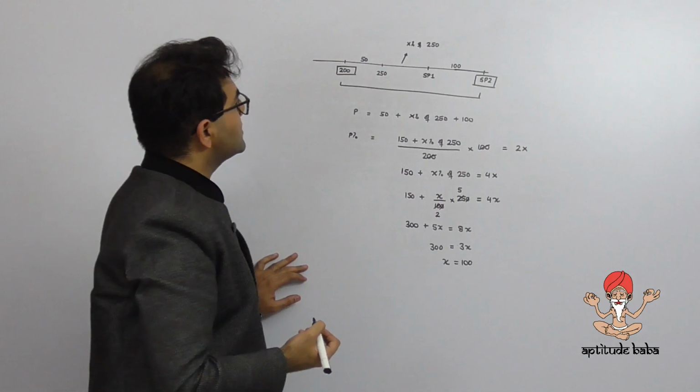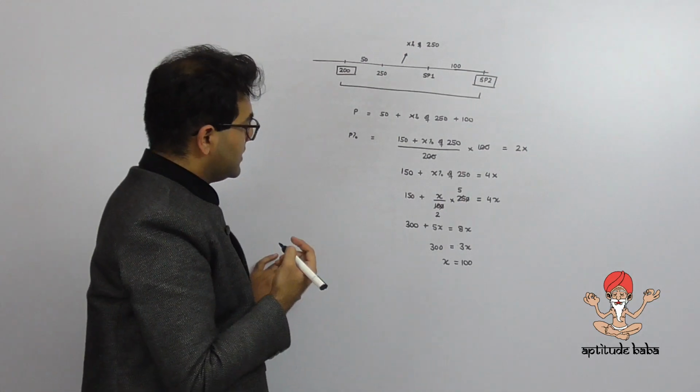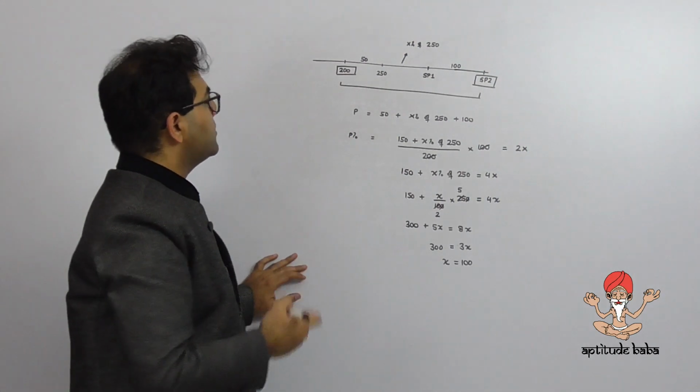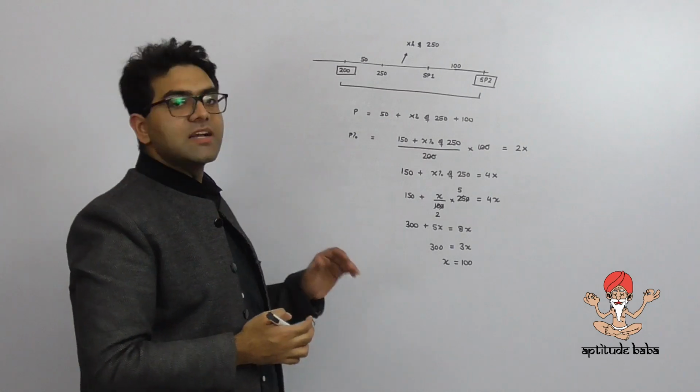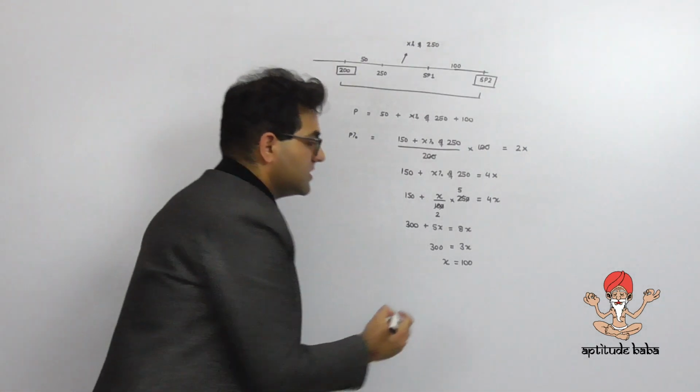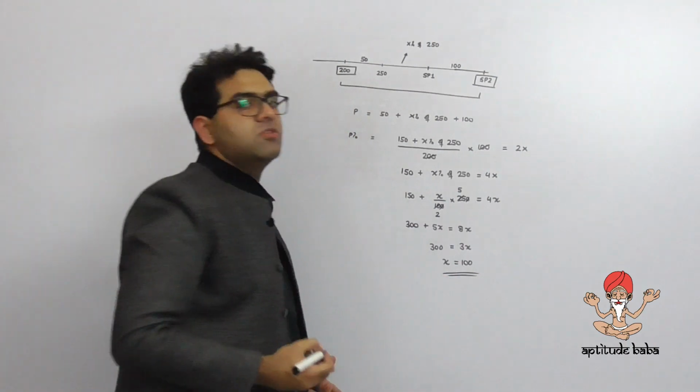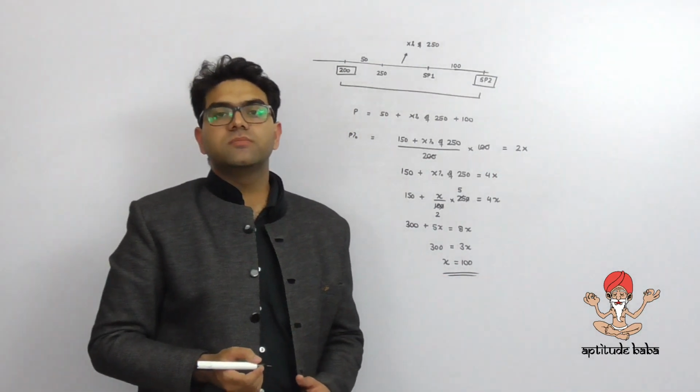Now what was my x? X was the profit percentage that I had in the first case, and this is what I was required to find. The value of x ends up becoming 100.